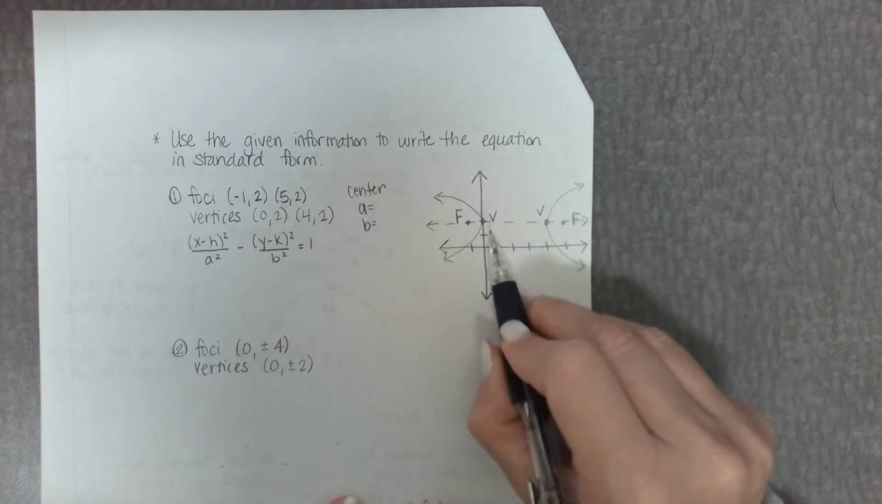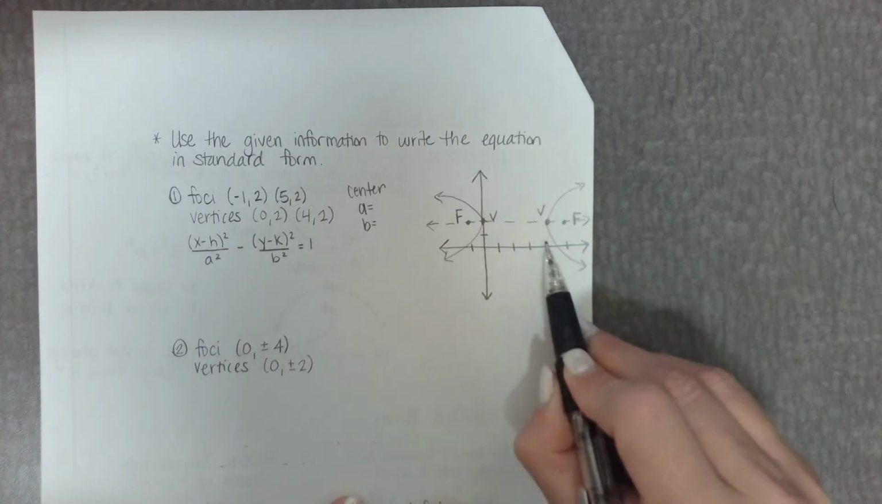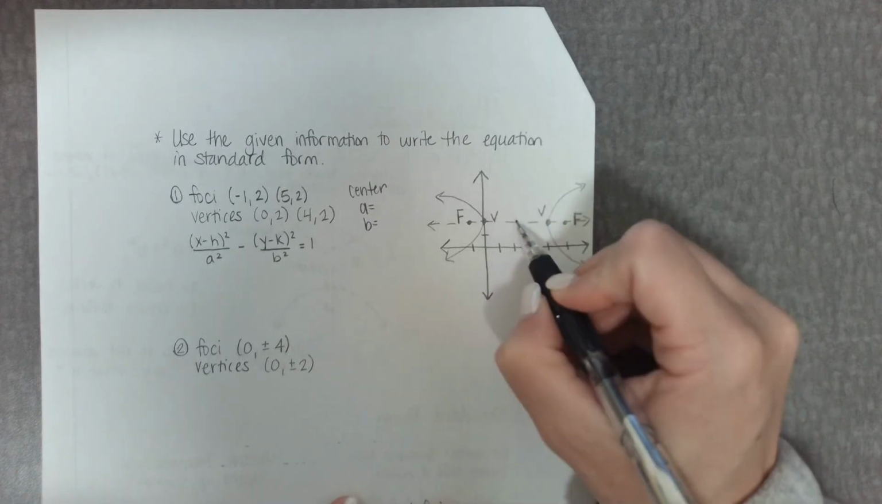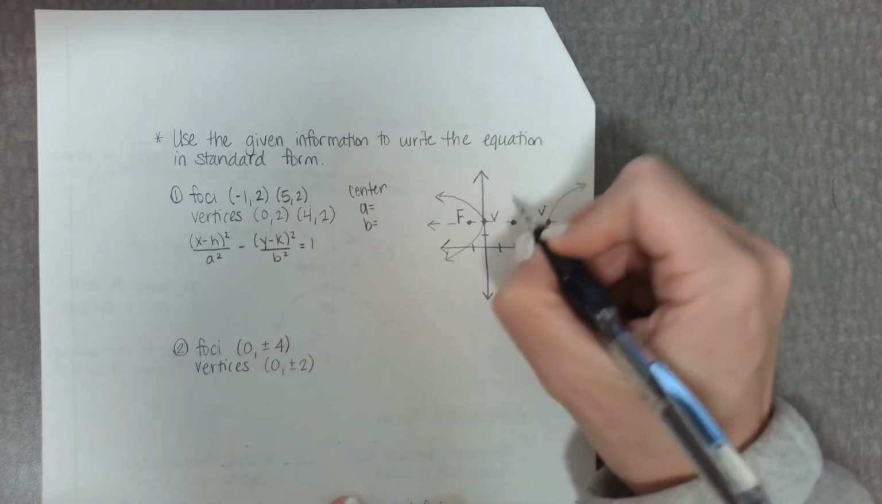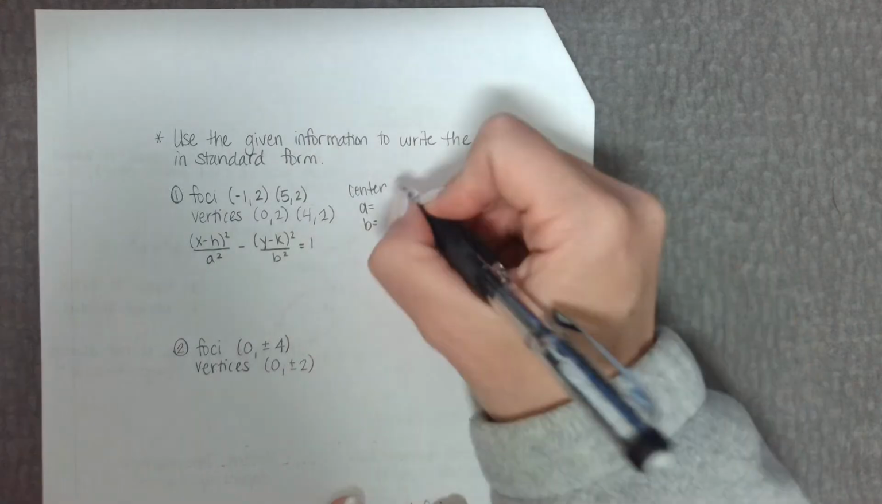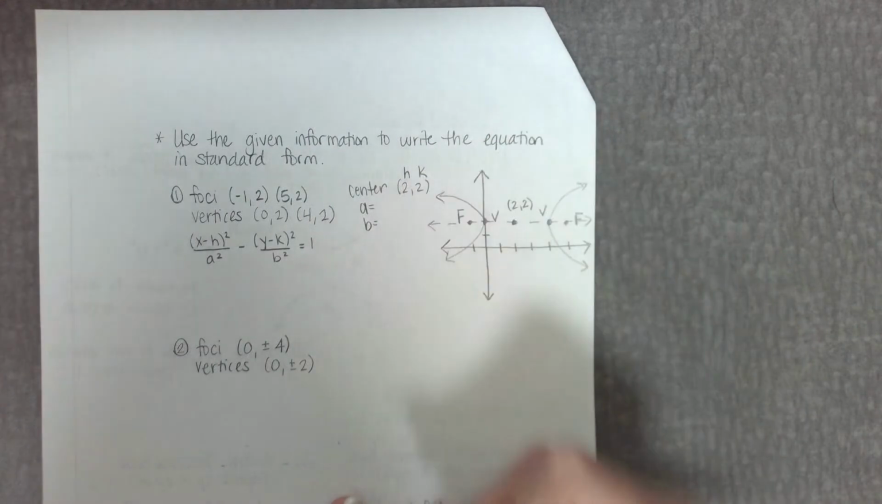Okay, so our center we can easily get. Our center has to split our two vertices evenly. So if we have a vertex at 0, 2, and 4, 2, directly in the middle of those would be right here at 2, 2. Okay, so our center is at 2, 2. So now we know H and K.